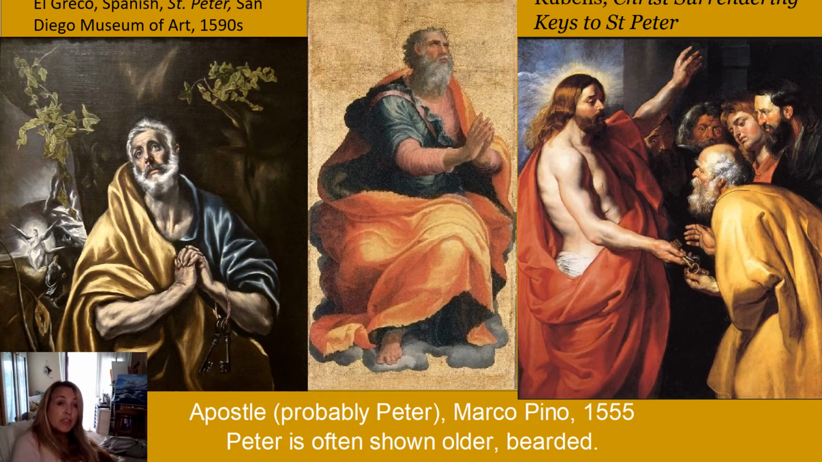El Greco, Spanish, St. Peter, San Diego Museum of Art. So El Greco meant the Greek, and so Apostle, probably Peter, Marco Pino, in a central panel. Peter is often shown bearded and older, and Rubens surrendering the keys to St. Peter. And again, he looks older here, and he's bowing down in reverence unto the crucified and resurrected Christ.